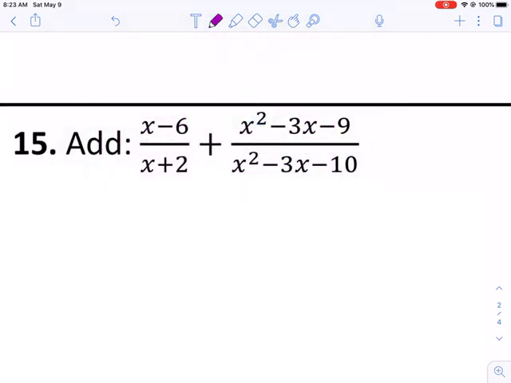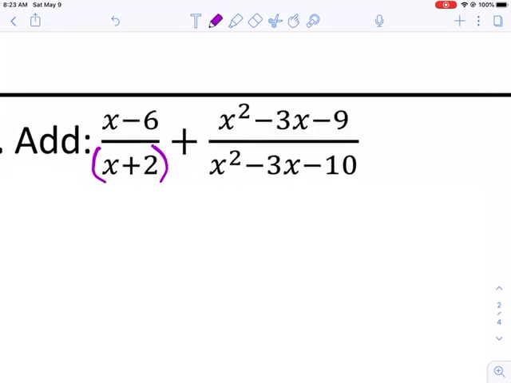All right, addition. So addition, we need to have the same common denominator. So I see I've got this factor of x plus 2. First thing we're going to do is we're going to factor this and see if we can get a common denominator here. So I can use my shortcut. I want a factor of 10 that's going to get me to a negative 3. It'll be negative 5 and positive 2.